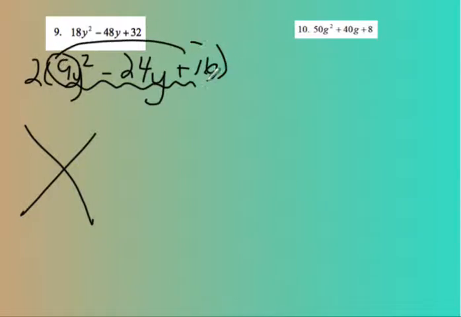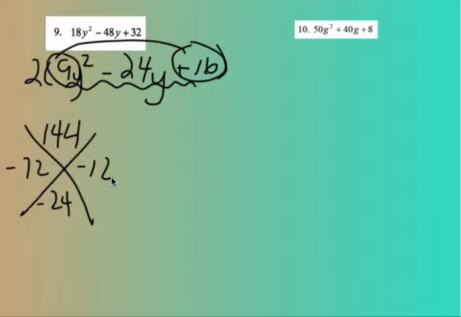I'm going to worry about my greatest common factor at the end of the problem. So now I'm going to do 9 times 16, and that's going to give me 144. And then I'm adding to a negative 24. So I need to figure out what multiplies to 144 and adds to negative 24. So that's going to be negative 12 and negative 12. So now what I need to do is split up that middle term.